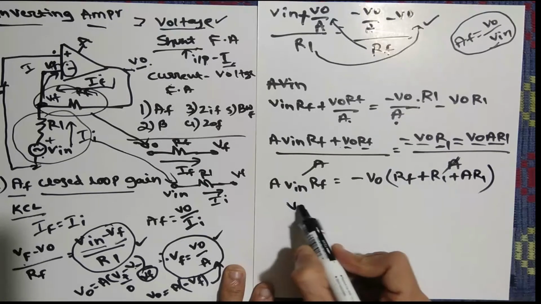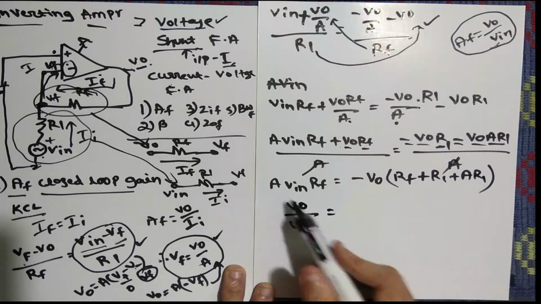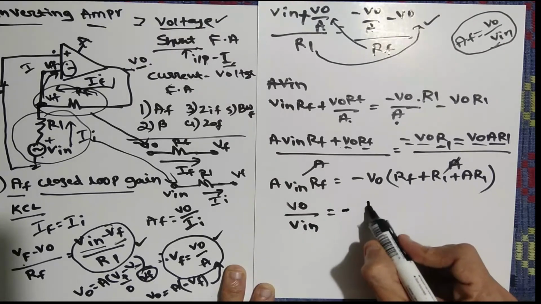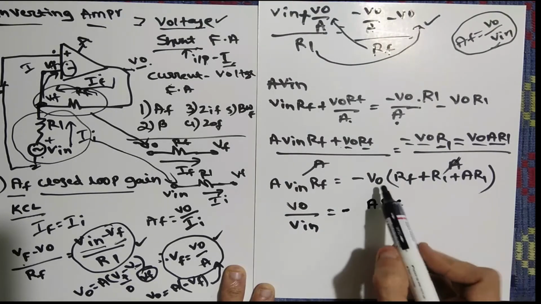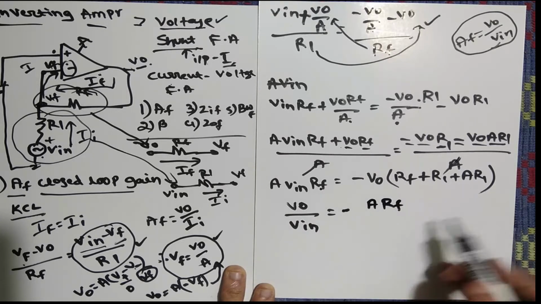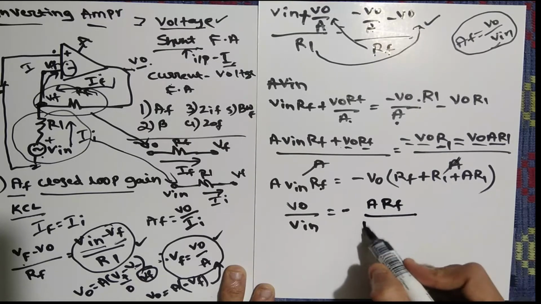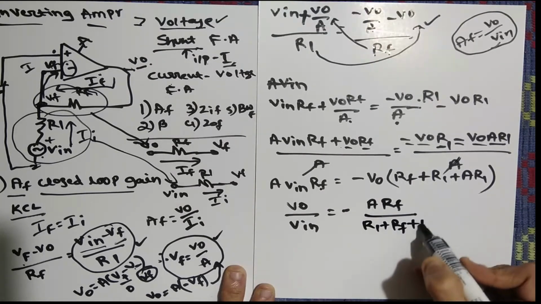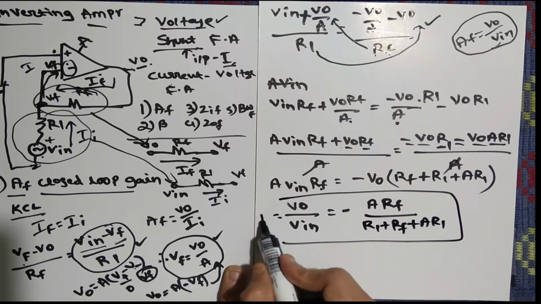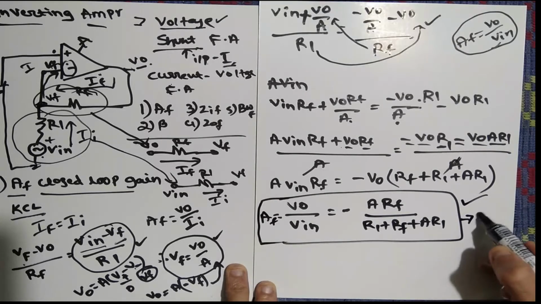Once you simplify that, V0 divided by V in, your aim is to get V0 by Vi. So you will get minus A RF, because when you take V0 by Vi, this portion becomes the upper part, divided by your other answer: R1 plus RF plus AR. This is nothing but V0 by V in, which we are calling AF. So this is your final answer. This we are calling the exact one.